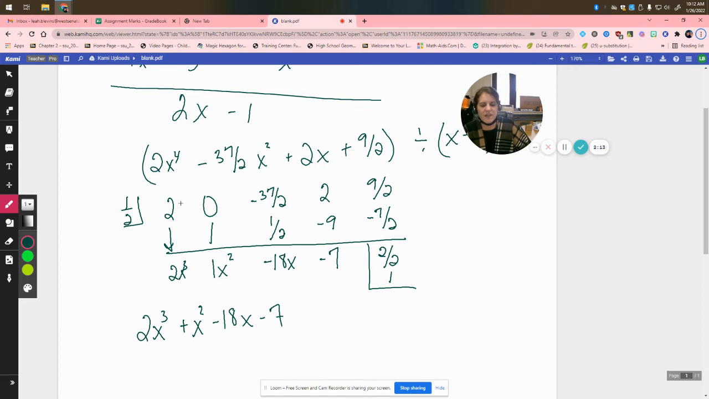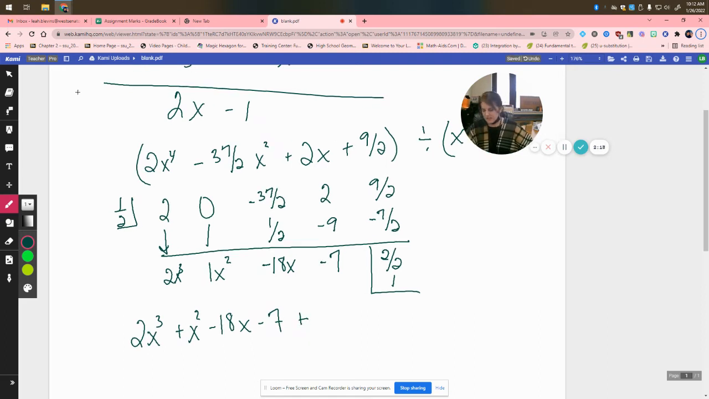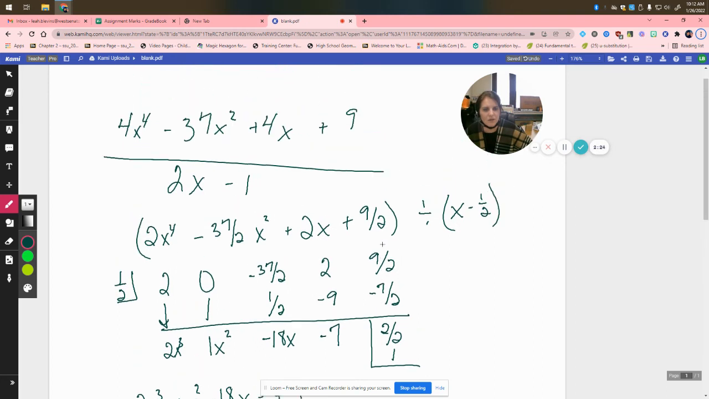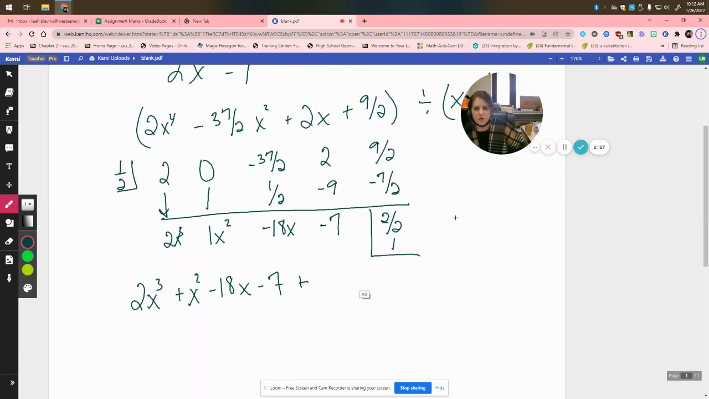And then I have a remainder of 1 over the divisor, and my divisor was, in this case, x minus 1 half. You can't see it because of my video. There we go, x minus 1 half. So 1 over x minus 1 half.